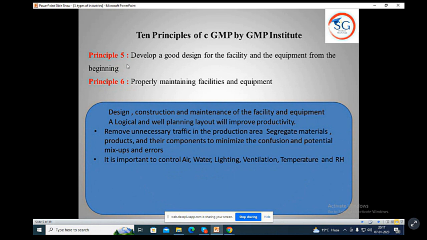And also, once you construct a facility and install the equipments, the work is not completed, right? So it should be properly maintained at regular intervals with proper cleanings. This is the concept of principle 5 and principle 6.